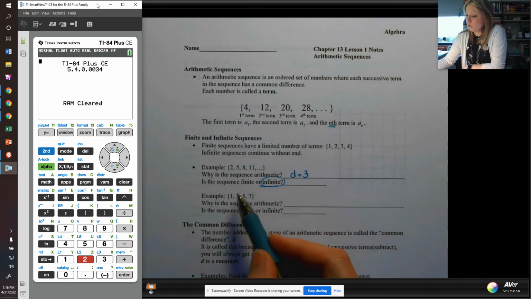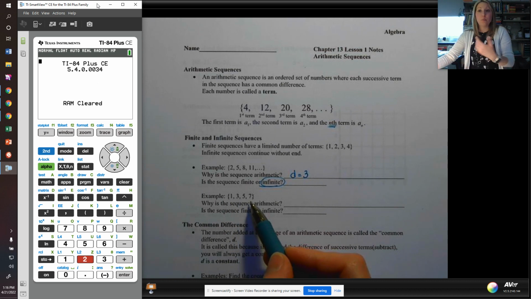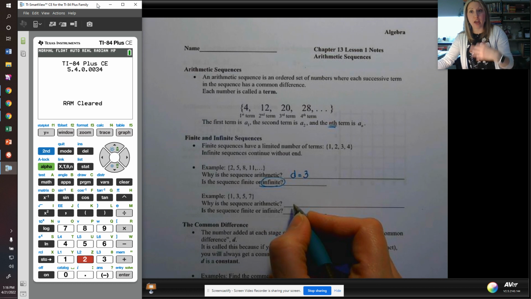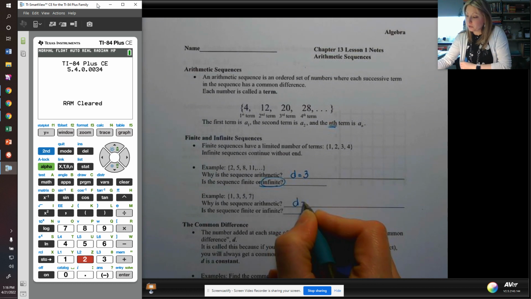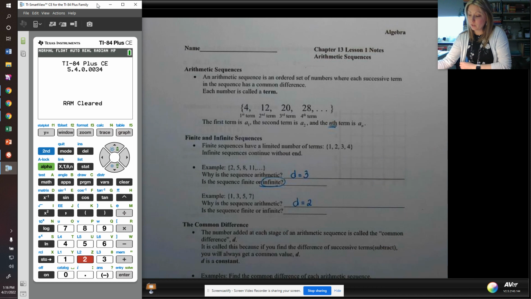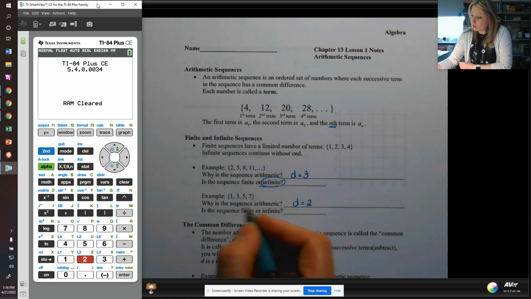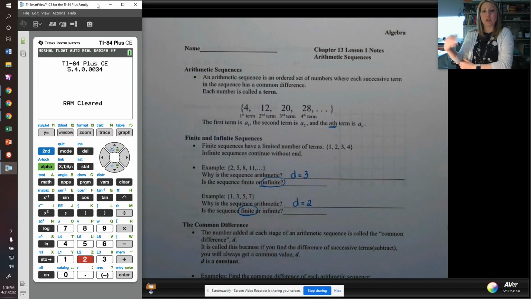In the next example, we have 1 and 3 and 5 and 7. Well, to get from 1 to 3, we add 2. To get from 3 to 5, we add 2. To get from 5 to 7, we add 2. So our common difference is a positive 2. And the sequence is finite because there are no dots present. We are not continuing on to infinity with this pattern of adding 2. After 7, we're done. There are 4 terms in the sequence.